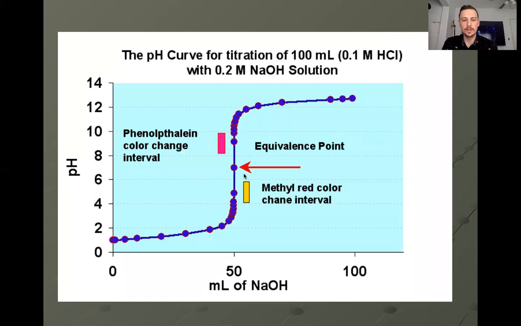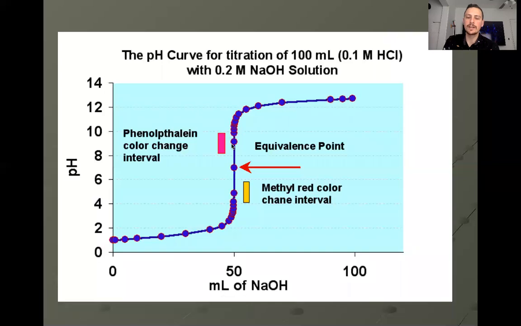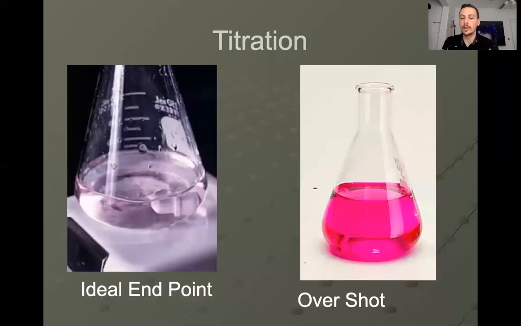If we go back to this image, right here is as soon as it starts to turn pink on our indicator range for phenolphthalein. But if you do just a little bit more, it shoots up, right? This is just a little bit more volume of sodium hydroxide and turns this really vibrant pink, and that's how you know you've overshot your endpoint, which is what you're trying not to do.